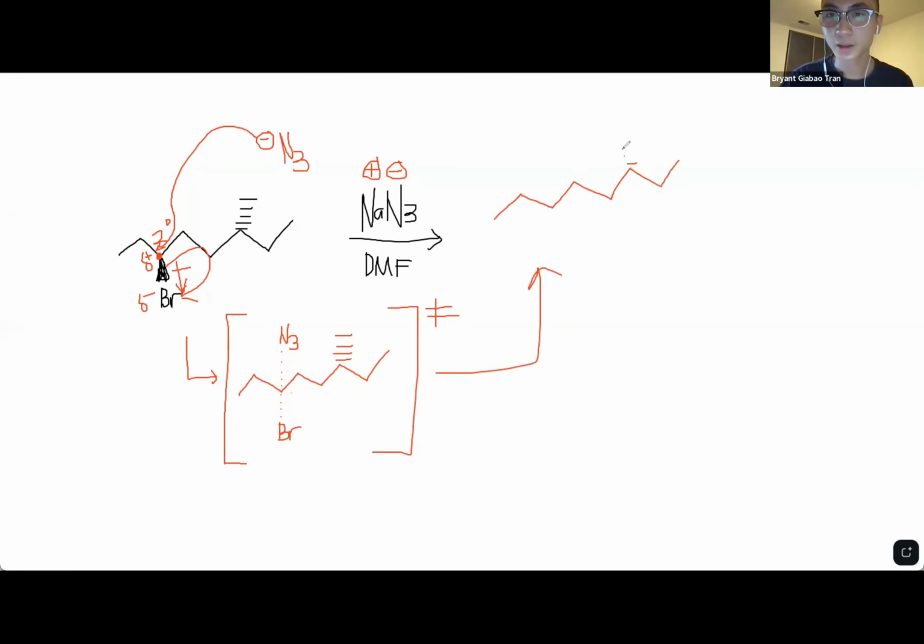So since the bromine was a wedge, what is the opposite of a wedge? A dash. Dash, right? So this carbon now would have a dashed bond to N3.